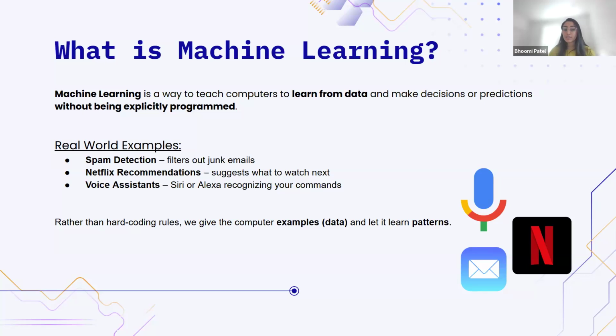And then you have voice assistants. They have Siri, Alexa. They are able to recognize your commands. How do they do that? So that's what ML is. And as we are in 2024, we are surrounded with more and more AI, machine learning, and deep learning solutions than we were back in 2019 or something. So what we do here is rather than hard coding the rules, we actually want the computer to learn from these examples, learn the patterns, and then give us the output.